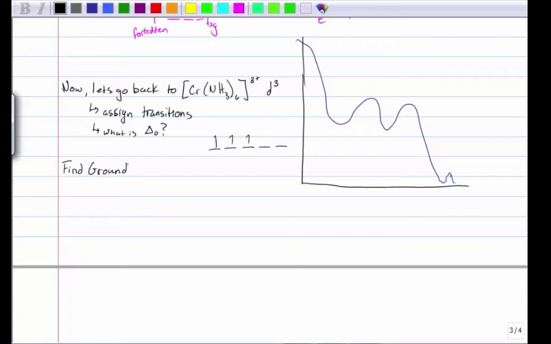So I'm going to give you a few minutes. I want you to go back in your notes and look at what the process was, and I want you to try to do this. What's the first thing you do? Okay, how many do we have? Yep, so the spin multiplicity is 4.